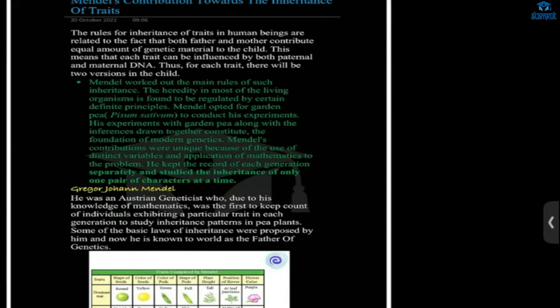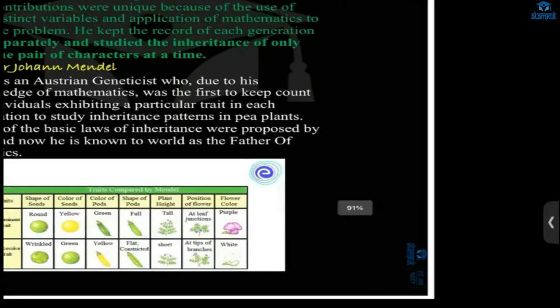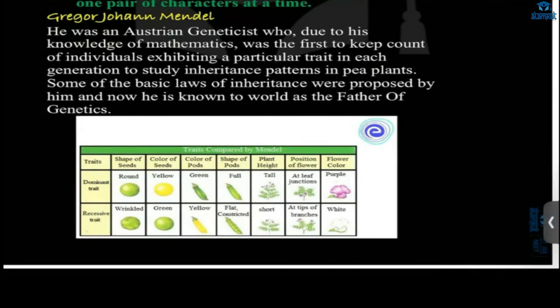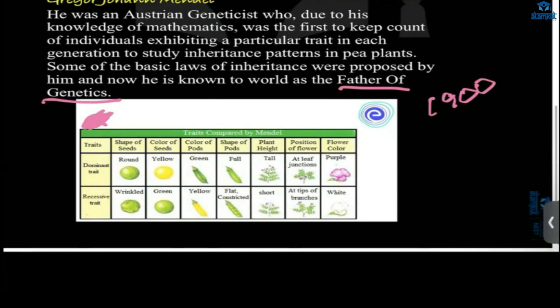So this character trait, how did all this come? From Gregor John Mendel. He was an Austrian geneticist. He had knowledge of maths, so he was the first scientist to do maths in bio. At that time nobody believed him because bio was not related to maths, and he was not able to explain properly. But about 1900, three scientists rediscovered his work. After that, he was known as the Father of Genetics.